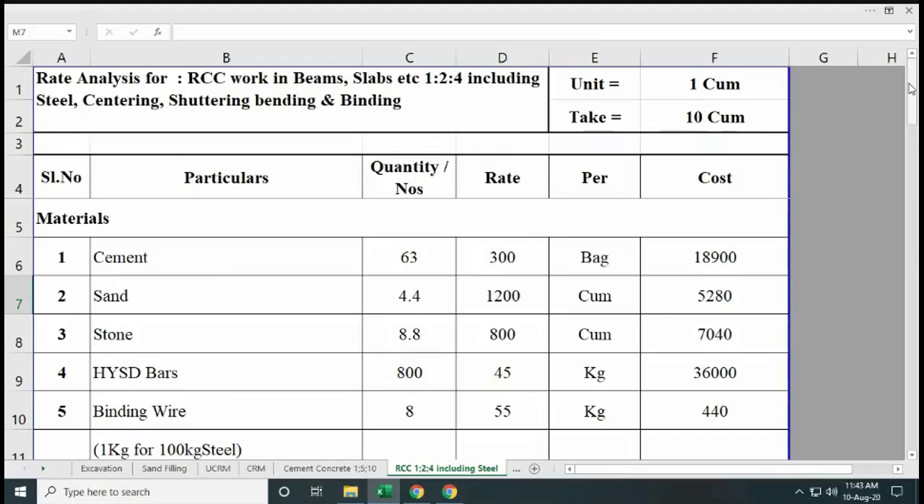Sometimes what we do, we are going to calculate excluding bending. In the exams, you should take care only they have asked for RCC works including steel or excluding steel, right? So including steel means you have to take the steel amount, excluding steel, but including this means you have to add up for that extra, right? So the next is again unit is 1 cubic meter. We are going to calculate for 10 cubic meters, right?